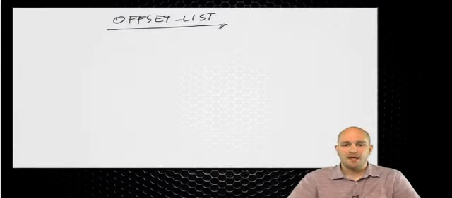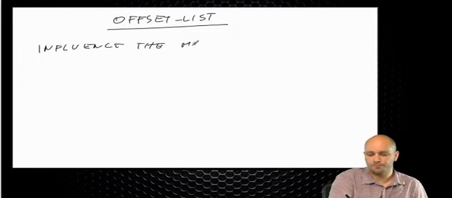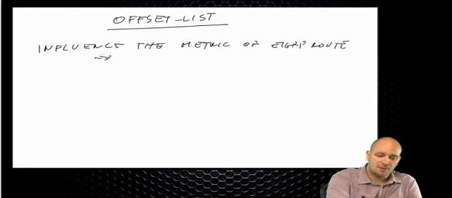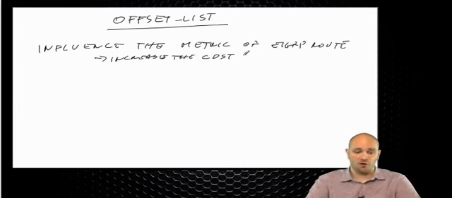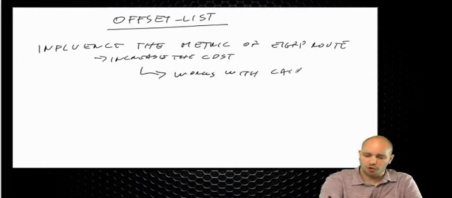An important thing that I want to talk about in EIGRP is the offset list. Now, offset list, and I mentioned it a couple of times today, is a very, very simple way to influence the metric of an EIGRP route. What I mean by influence the metric of an EIGRP route is basically increase the cost. We cannot decrease the cost, but we can increase the metric of the route. Now, the good thing about the offset list is that it actually works with the calculated cost.